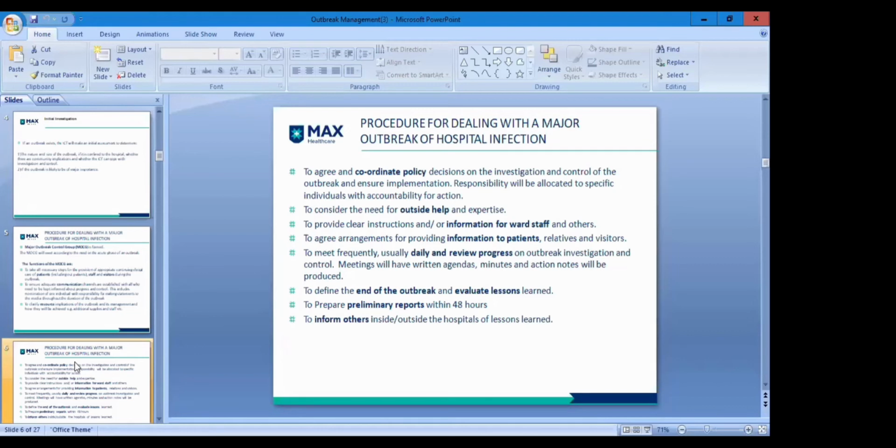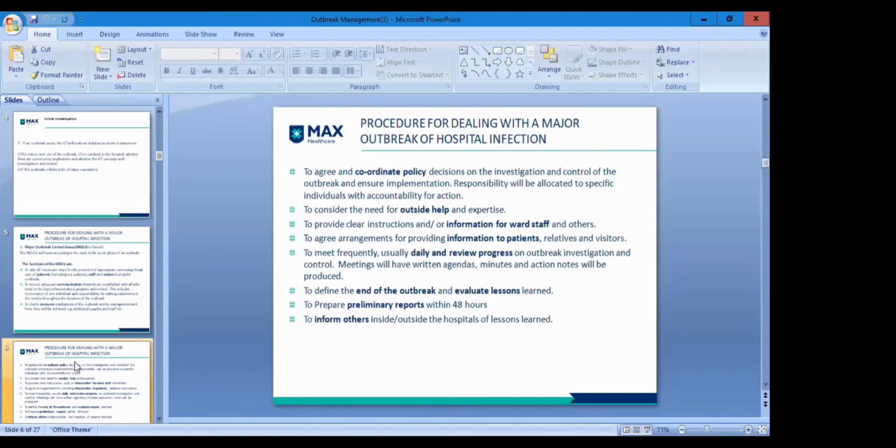We also need clear instructions for the information of ward staff and others. In this COVID area, whether this ward is a COVID or a non-COVID area, we need to identify it and also tell our staff members what the area is about. We also make arrangements for providing information to the patient. We should always put up placards saying this is a COVID area or this is not a COVID area.